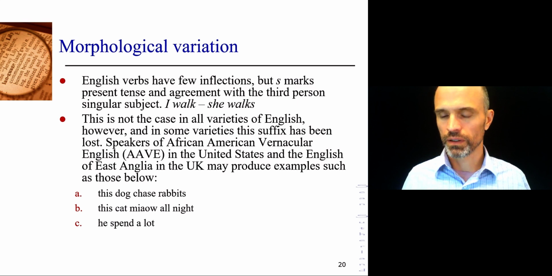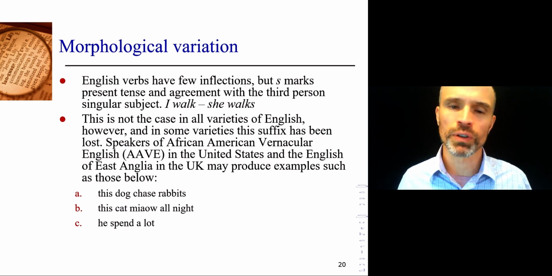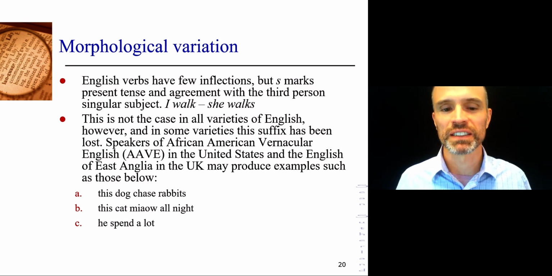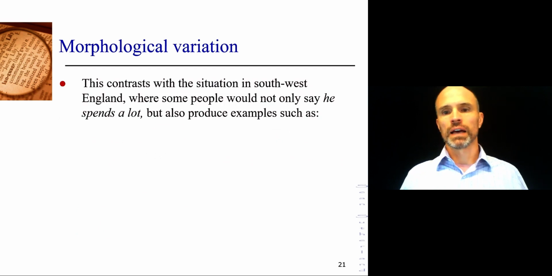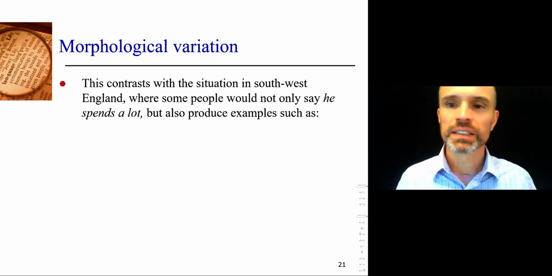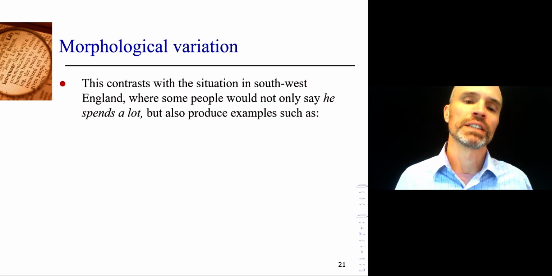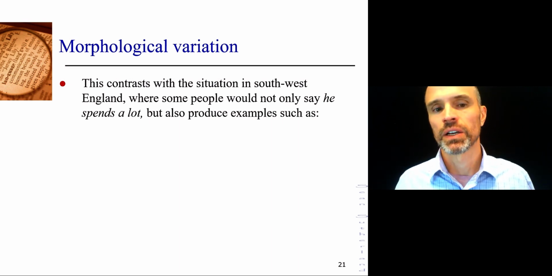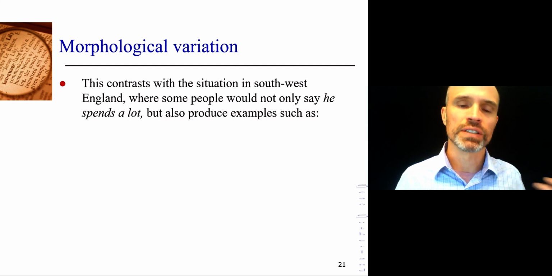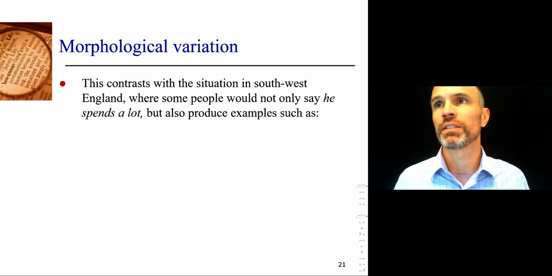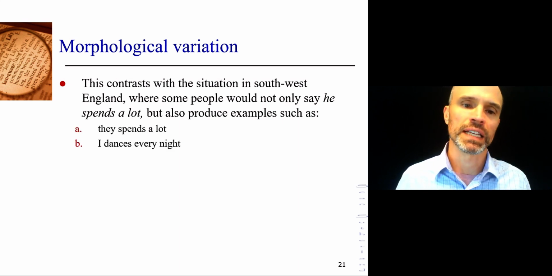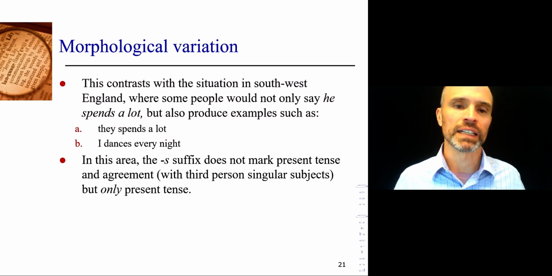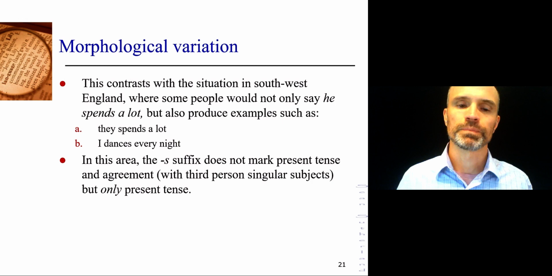I'll stop for a second so you can read the slide, but of course I don't have to do that because you can always push pause. In other places, there is some variation in that people add an S where standard English does not normally have an S. He spends a lot, he spend a lot, they spend a lot, I dances every night instead of they spend a lot and I dance every night.